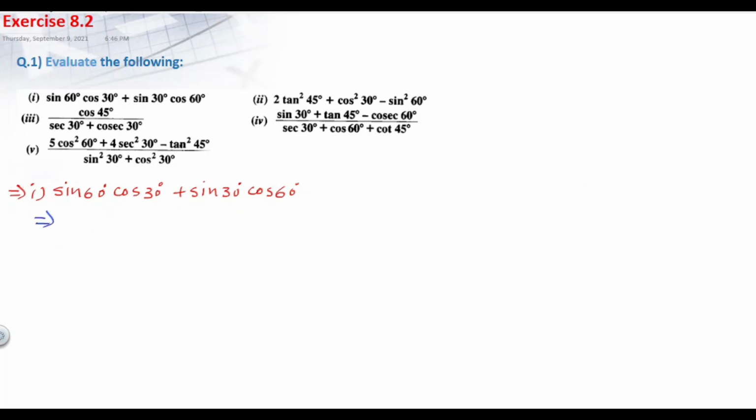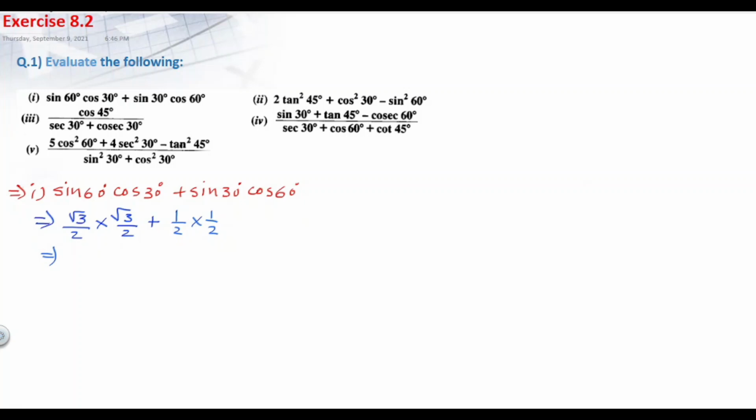Now we already know the value of sin 60, which is root 3 by 2. We also know the value of cos 30, which is equal to sin 60, which is root 3 by 2. Now plus, the value of sin 30 degree is 1 by 2, and the value of cos 60 degree is also equal to sin 30 degree, which is 1 by 2. So now root 3 multiply root 3.